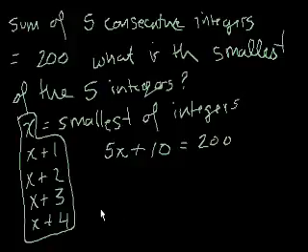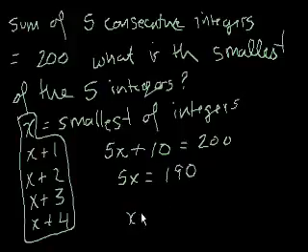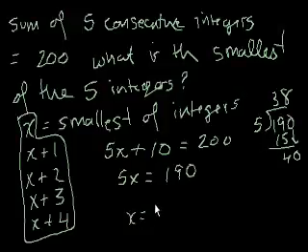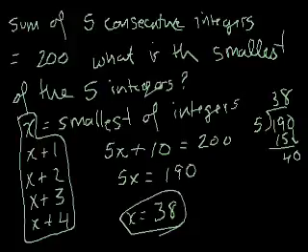And now this is just a level 2 linear equation. We can just solve for x. So we get 5x is equal to 190. I just subtracted 10 from both sides. And then x is equal to, let me divide 5 into 190. 5 goes into 19 3 times. 3 times 5 is 15. 19 minus 15 is 4. Bring down the 0. 5 goes into 40 8 times. So x is equal to 38. Pretty straightforward problem, don't you think?